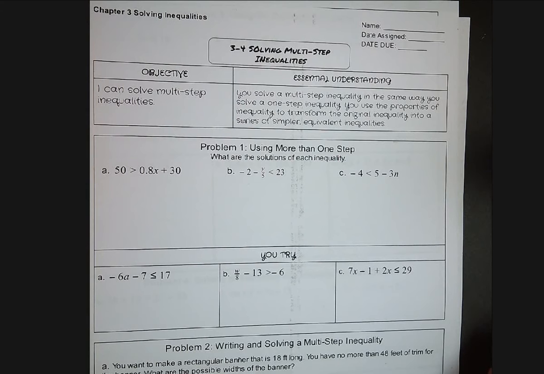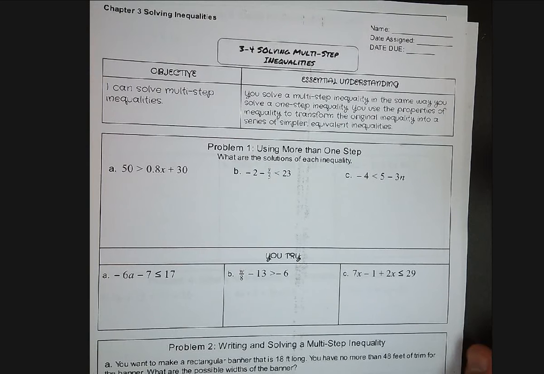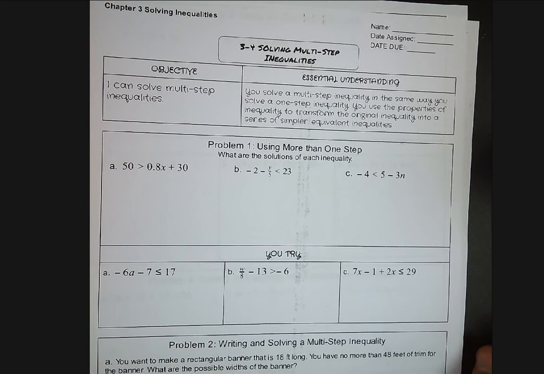Our objective for the day is that I can solve multi-step inequalities. Our essential understanding is that you solve a multi-step inequality the same way you would solve a one-step inequality. You use the properties of inequality to transform the original into a series of simpler equivalent inequalities. Just like we were working with the equations, we're doing the same process here. The only thing we need to pay attention to that's different is when we multiply or divide by a negative number. Then we have to pay attention, but other than that, we're good.